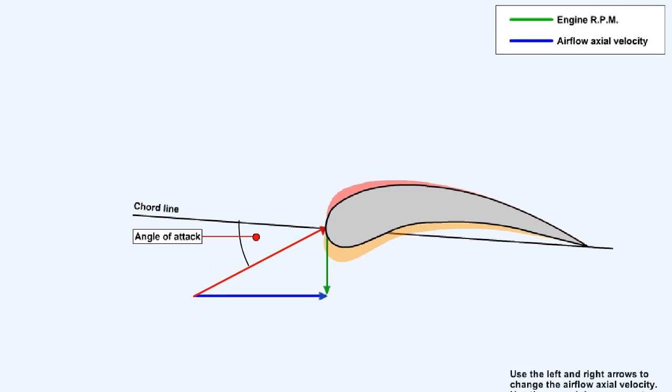So, a compressor stall can be caused by an imbalance between the rotational speed of the blade and the axial velocity of the air passing across it, which can occur for various reasons, some of which we'll now examine. Use the buttons to increase or decrease the engine RPM and see the effect that has on the blade angle of attack.